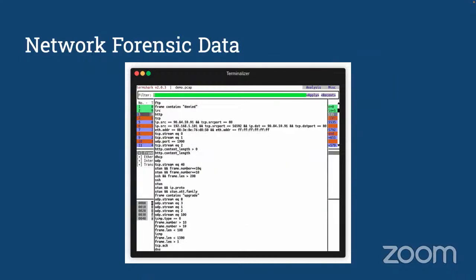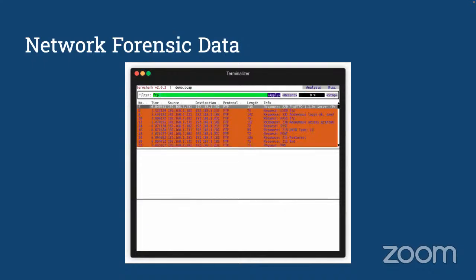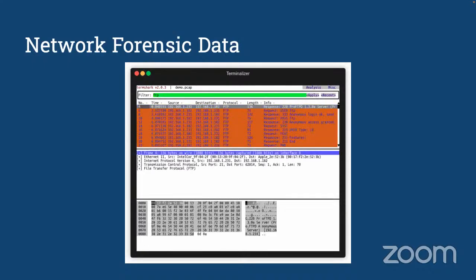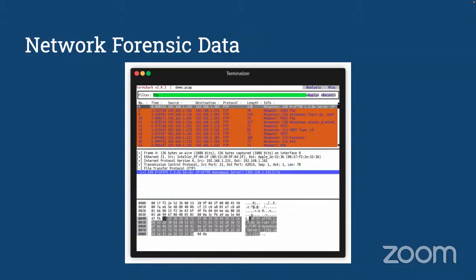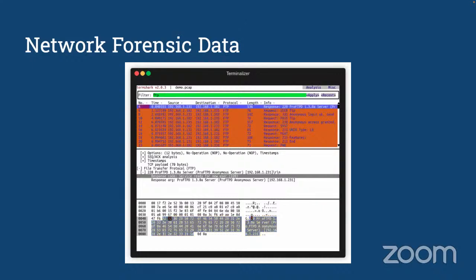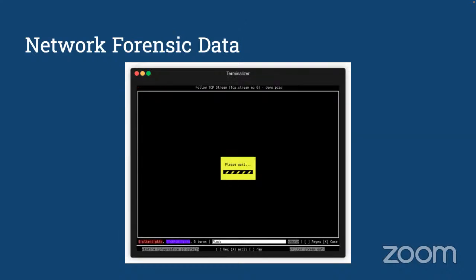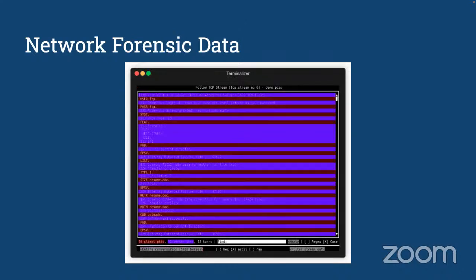Being able to capture data on the network is important, because it's not just about what happened on the disk, it's how did it get on the disk, what was transferred out. So being able to have things like network taps or SPAN ports or port mirrors to capture that data and then be able to see it again is important.